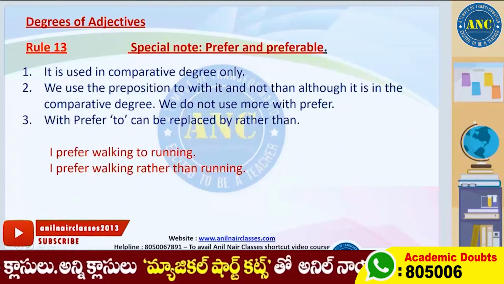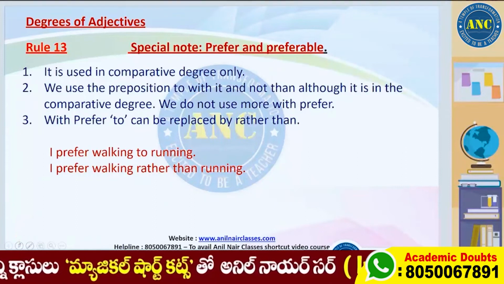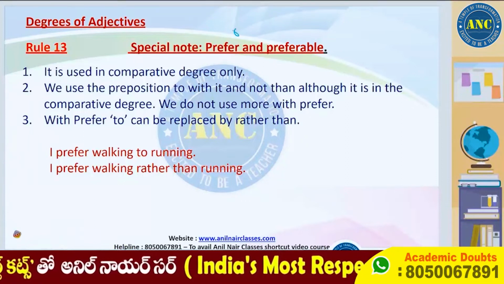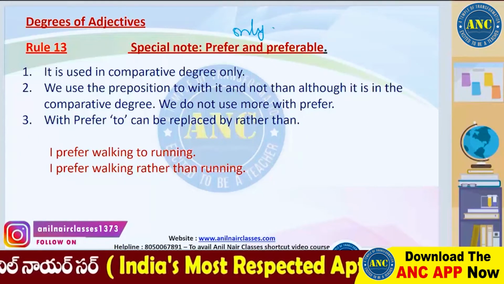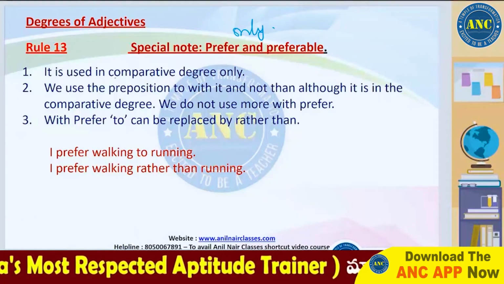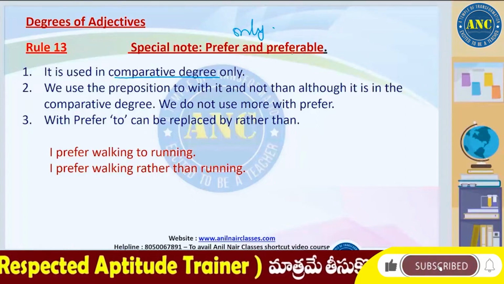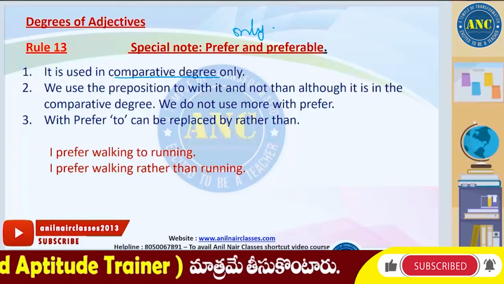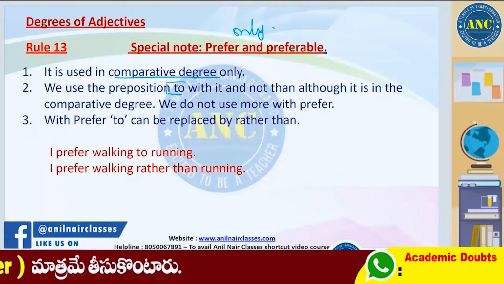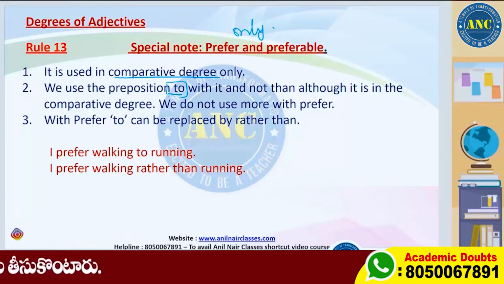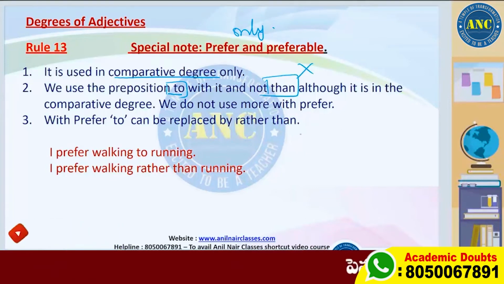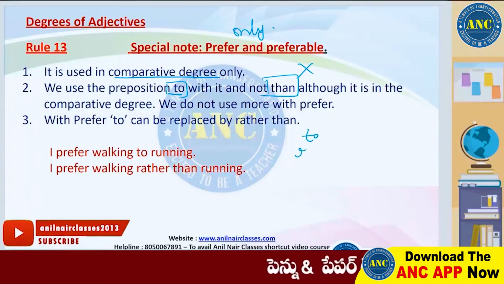Now there is one special rule for words like prefer and preferable. Only for prefer and preferable, this rule number 13 applies, right? So we know that they can be used in the comparative degree only. And with the words prefer and preferable, we can use only the preposition to. We cannot use then over there. Then is wrong, right? Either we can use to or we can use rather than.